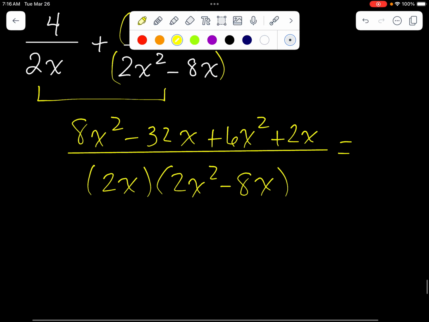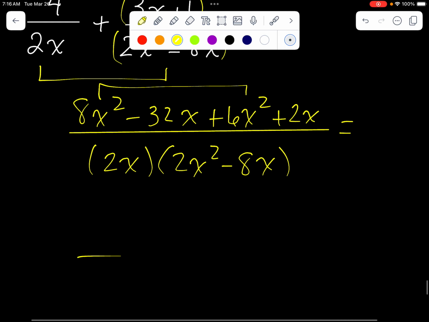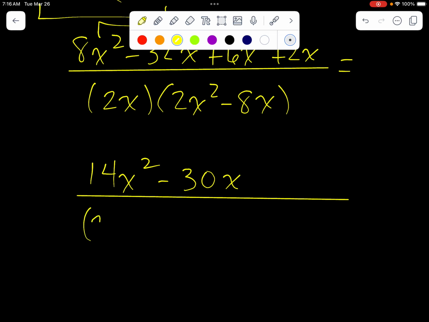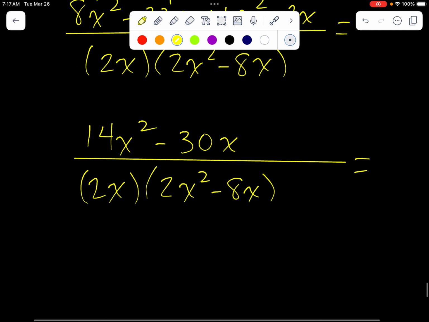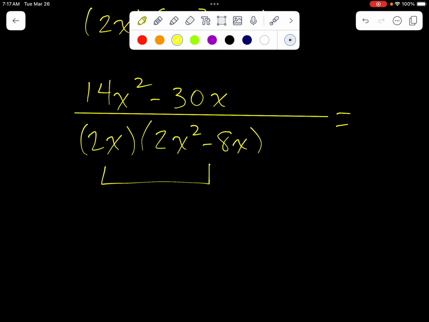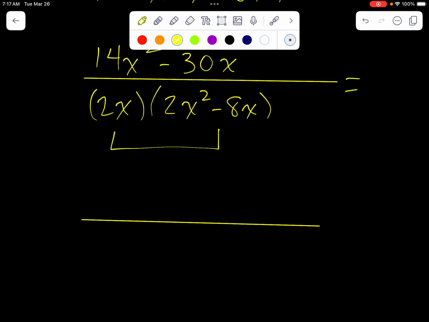All right, here we go. Let's combine like terms. 8 plus 6 on the x squareds. Let's draw our fraction bar here. That would give us 14x squared. Then we have negative 32 plus 2 is negative 30x. And then we have 2x times 2x squared minus 8x here on the bottom. Now let's just see if we can simplify this a little bit more. What if we were to put these two together on the bottom?